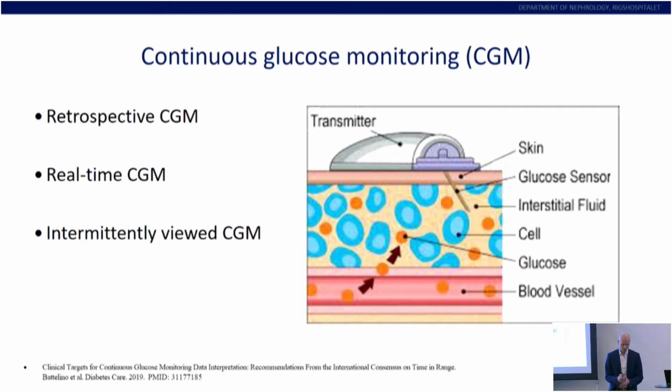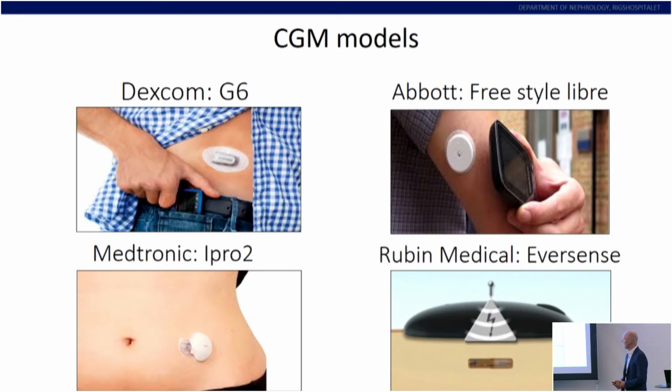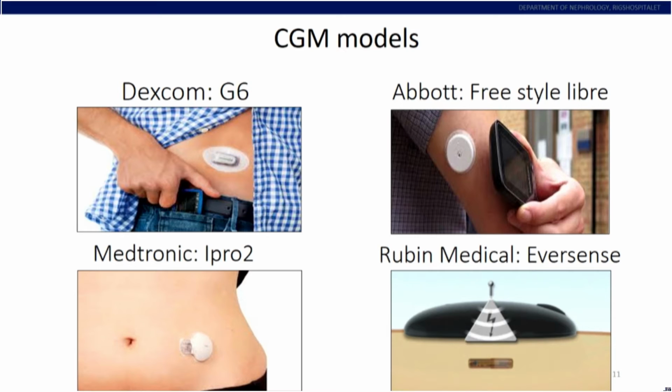So those are different categories. And I just wanted to show you a few of the models. So first I can show you the one I used, the iPro 2. It was the blind model. What was a bit annoying about that model was that it required calibration, which means that the patient had to measure glucose on the finger 3 times a day to calibrate the device.